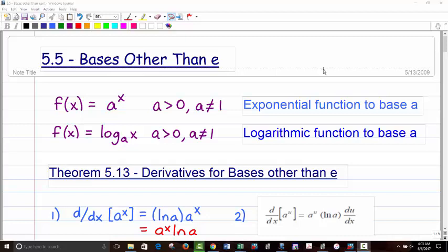Alright, this video deals with bases other than e and their derivatives and antiderivatives. So now let's take a look at this. Suppose f of x is an exponential function, not the natural exponential function e, but now we're dealing with things like 2 to the x or 3 to the x. And then we're also dealing with logarithms that are not natural log, in other words, not log base e. So this is essentially every scenario but e, because we've already covered that.